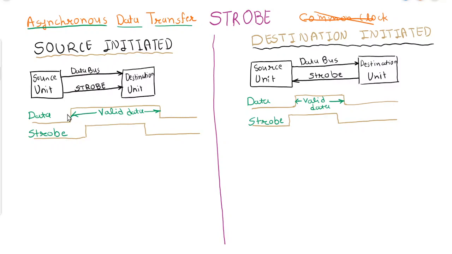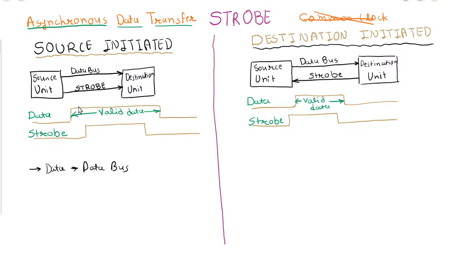There are two types of data transfer: the first is source initiated and the second is destination initiated. In the first case, data transfer is initiated by the source, while in the second case, it is initiated by the destination. Let us understand how it works. In source initiated data transfer, first the source will put data onto the data bus. These are timing diagrams just for your understanding.